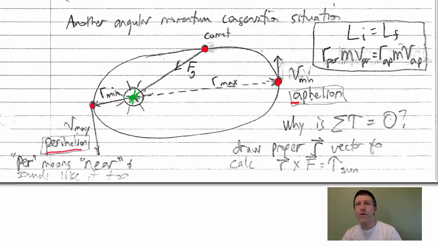Where is it going to be going faster? Well, the mass of the planet is the same on both sides. Notice that the bigger the radius, if it's close, this is a small number, so this is going to be bigger. At aphelion, it's far away, a large radius, so this is going to be smaller. This will come up later, especially for the C kids, when we do elliptical orbits.